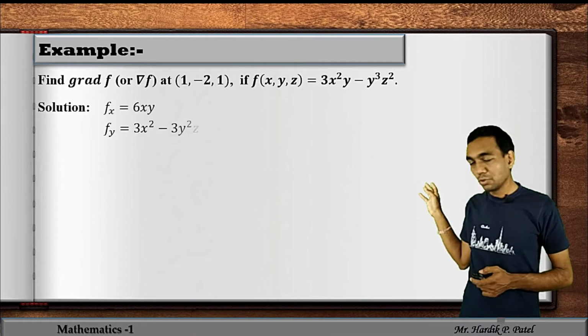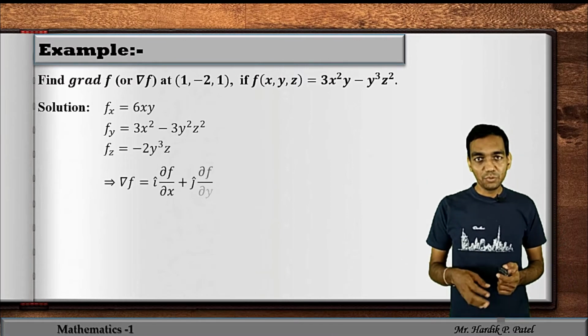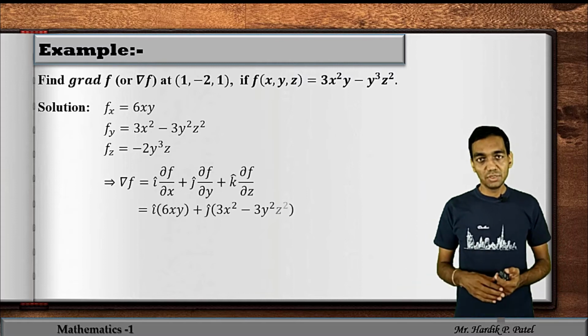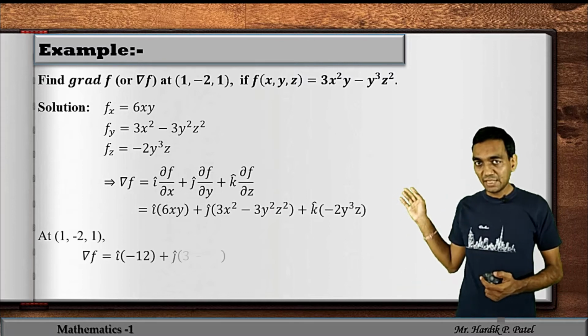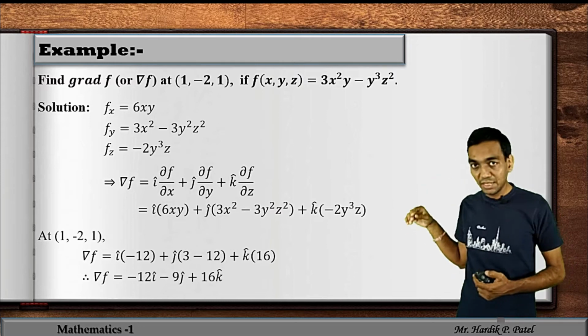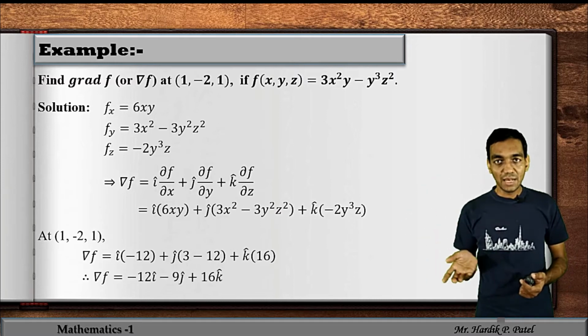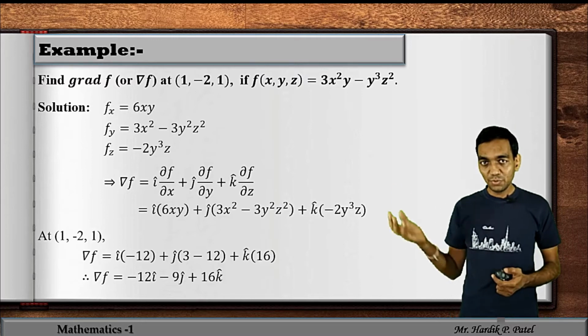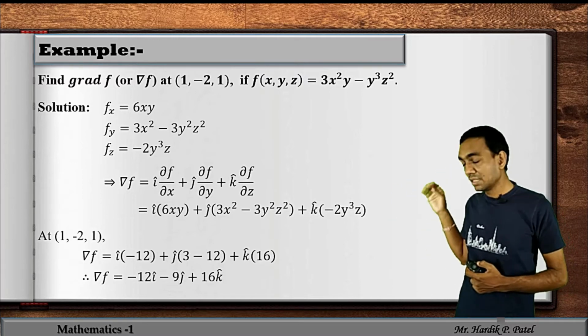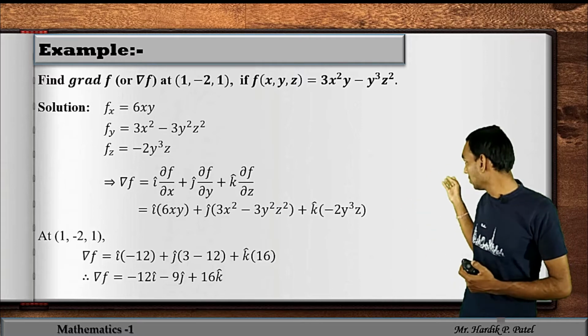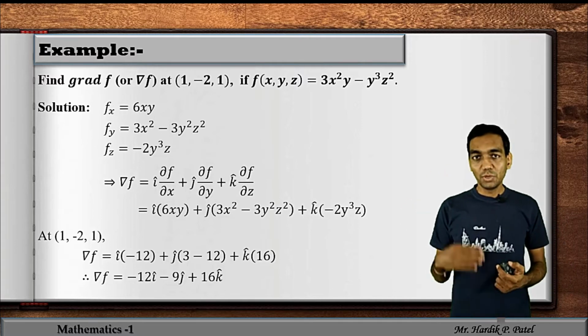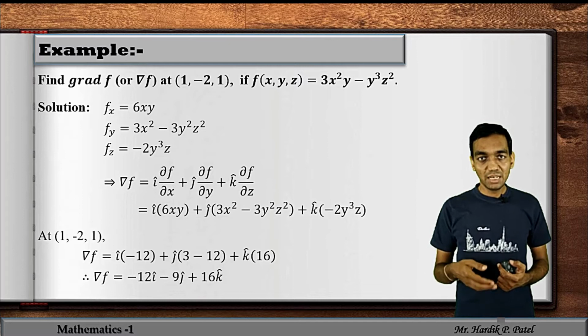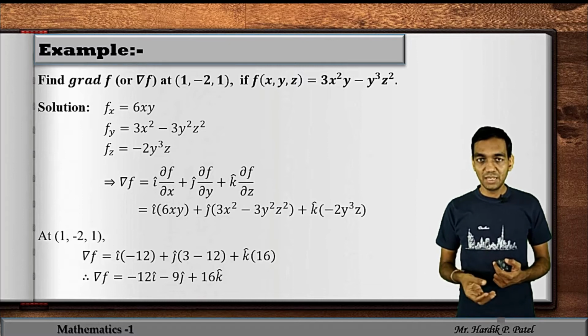In the same manner, now we are going on to an example with a simple gradient function. Find grad f, or nabla f, at the point (1, -2, 1) if f(x, y, z) is equal to 3x squared y minus y cubed z squared. So first of all, your function is 3x squared y minus y cubed z squared. For the gradient, first we have to find del f by del x, del f by del y, and del f by del z.